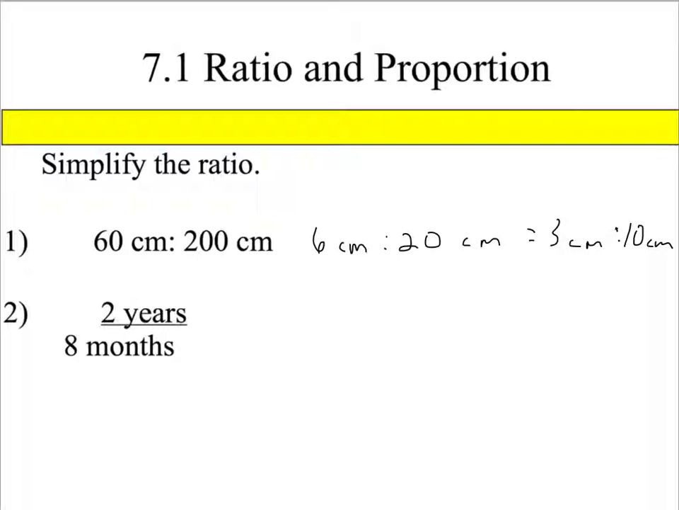Okay. Next one. Number 2, you see 2 years to 8 months. What I'm going to do here is simplify that fraction. And that's going to end up as 1 year over 4 months. Okay? Awesome. Let's move on.